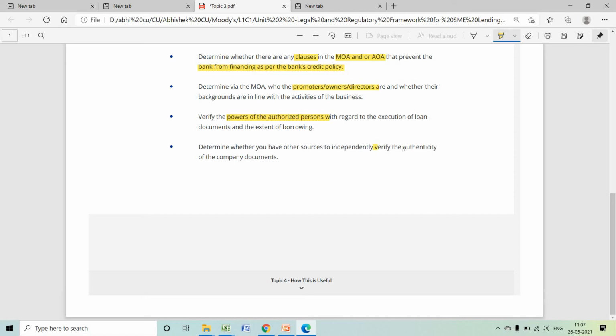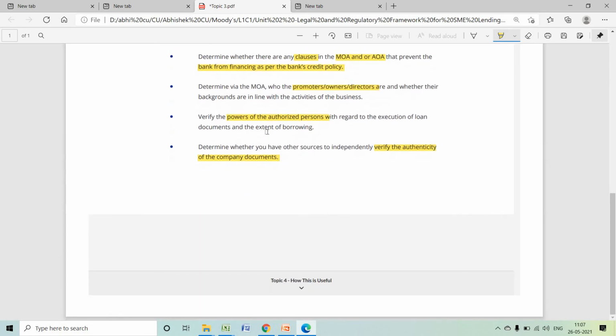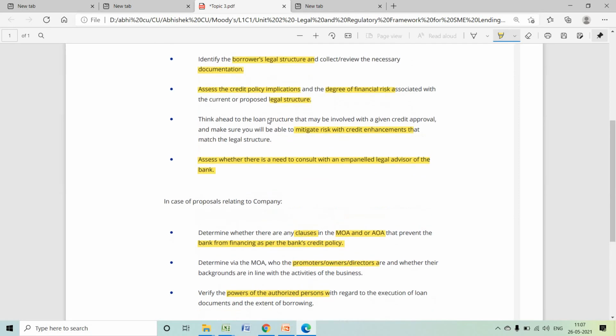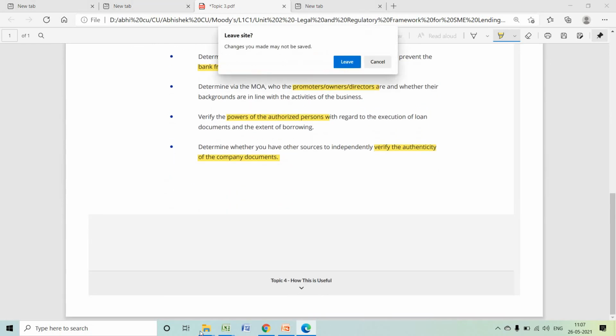So, verify the authenticity of company documents from various sources. You can go to the ROC, and you can check the PAN card of the company through the income tax authorities. Online it is available. Income tax PAN card verification, GST verification, all those things should be done. So this is topic 3. I think this is good.